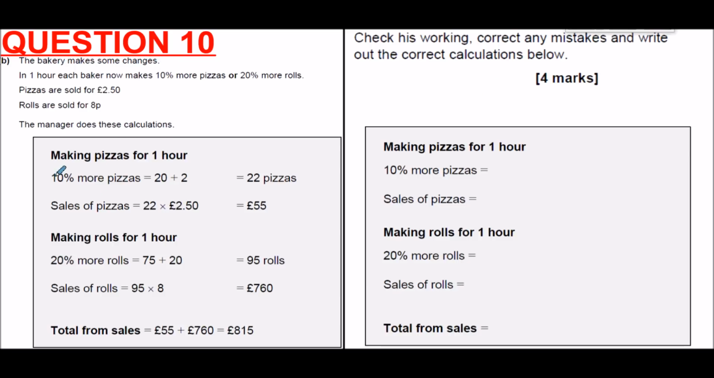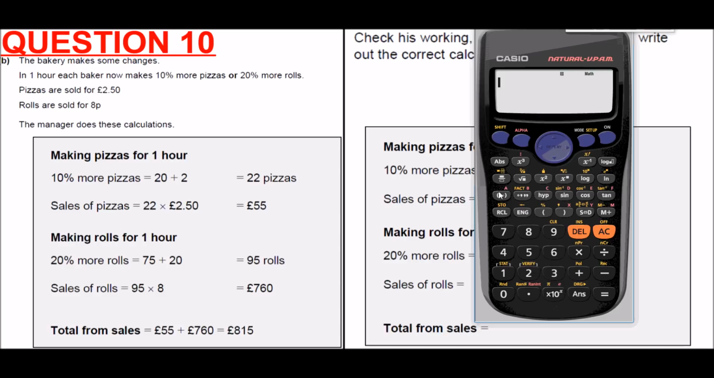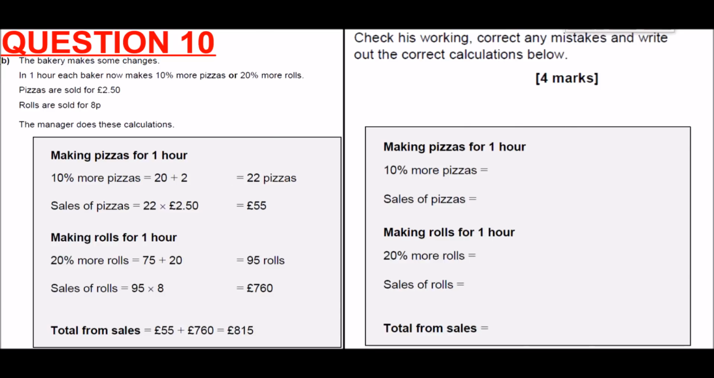And so 10% more pizzas. We were told in part A about the pizzas. Pizzas for 1 hour was 20. 10% more, as you work this out correctly. So what's 10% of 20? Well, 10% of 20 would be 10 over 100 multiplied by 20, which is 2. So that seems okay. 10% more means an increase. 20 add 2 is 22. So as far as I can see, that looks absolutely fine. So I've checked that, that's okay.